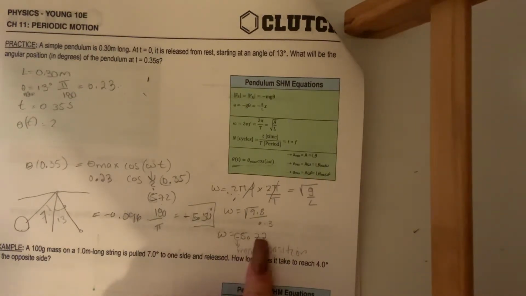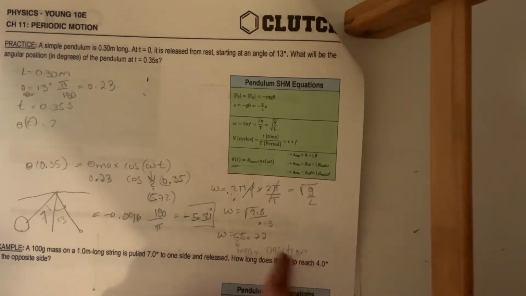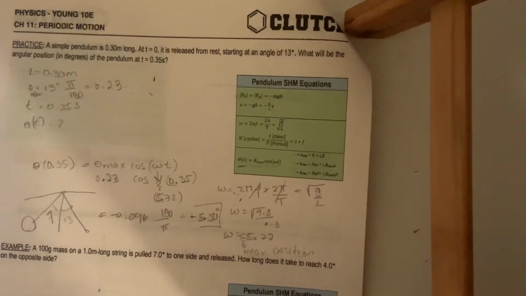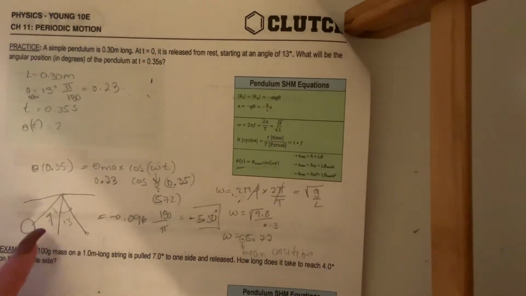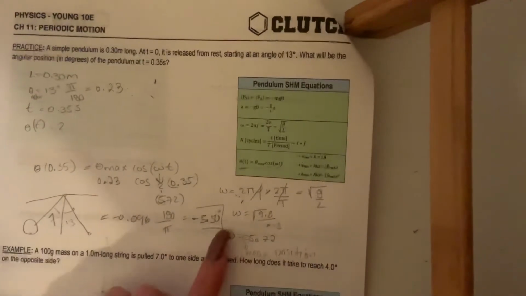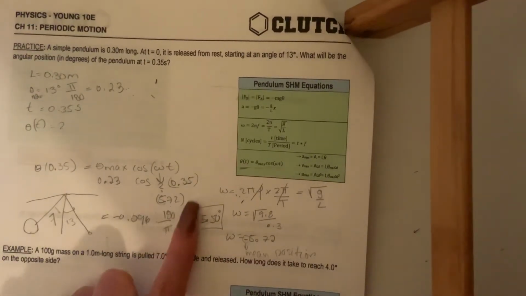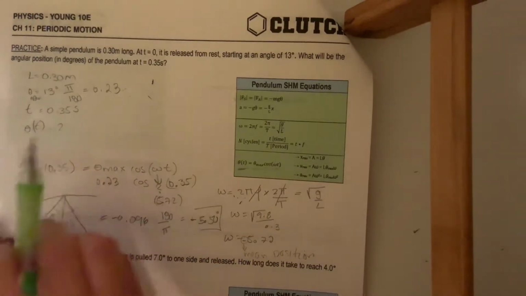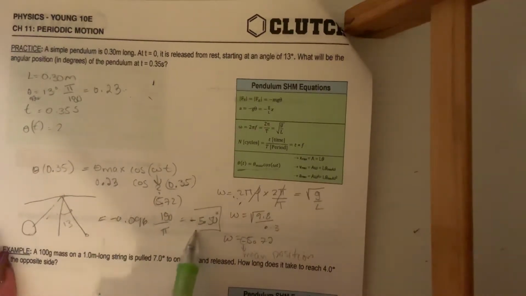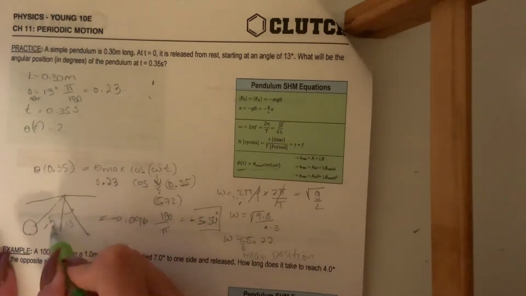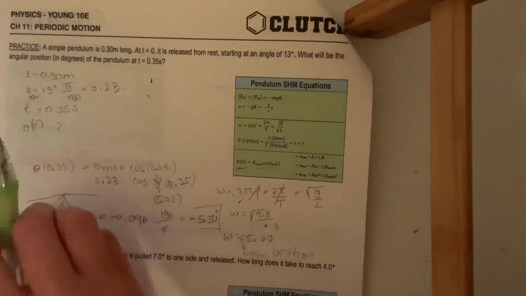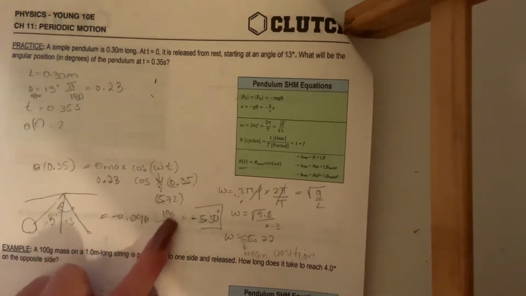Negative 0.72, the negative means opposite position. So if I have an angle of 13, my negative means that it is going to be in the other position. And alright, we substitute here. I'm sorry, it's not 7, it's this angle over here.